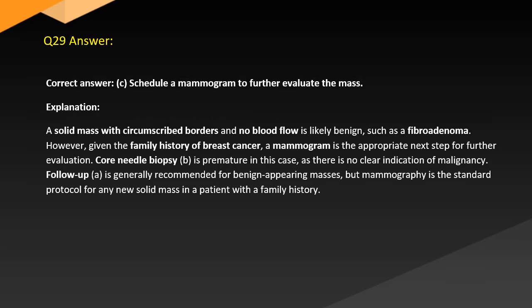Answer. Correct answer C. Schedule a mammogram to further evaluate the mass. Explanation. A solid mass with circumscribed borders and no blood flow is likely benign, such as a fibroadenoma. However, given the family history of breast cancer, a mammogram is the appropriate next step for further evaluation. Core needle biopsy B is premature in this case, as there is no clear indication of malignancy.